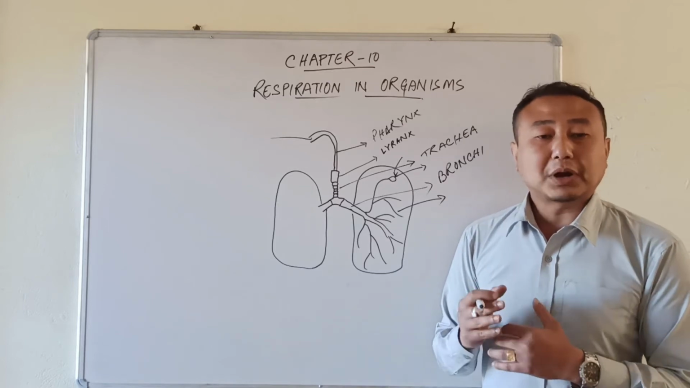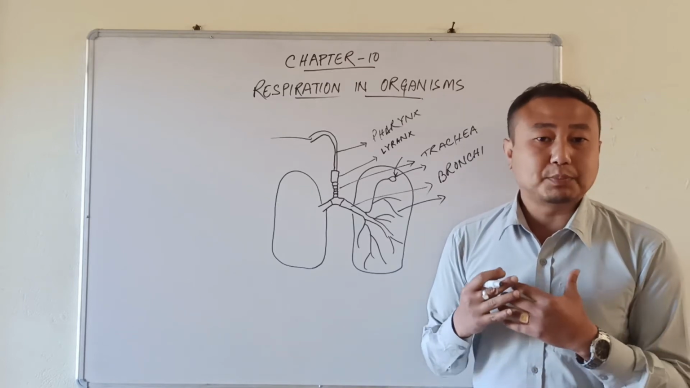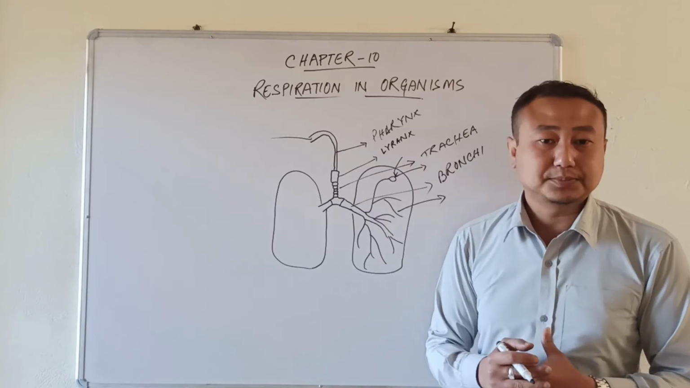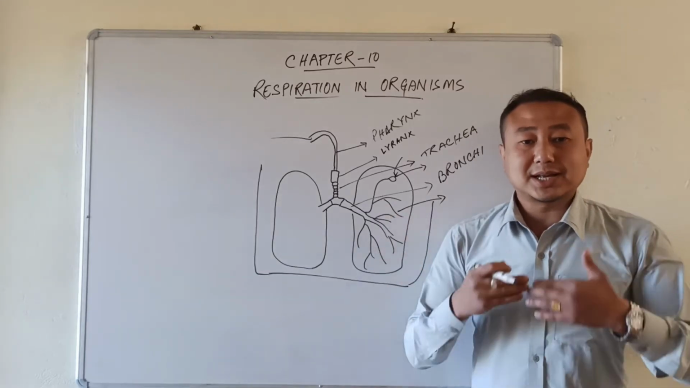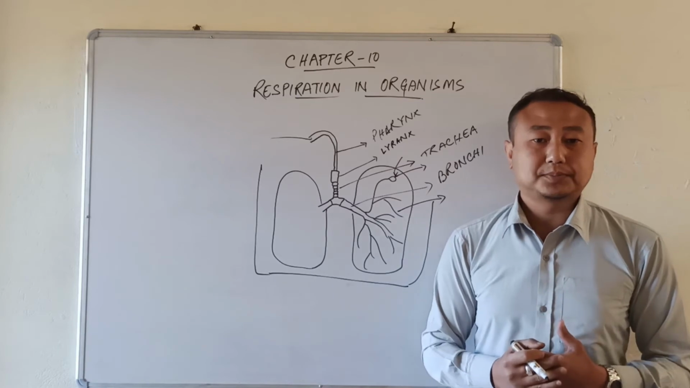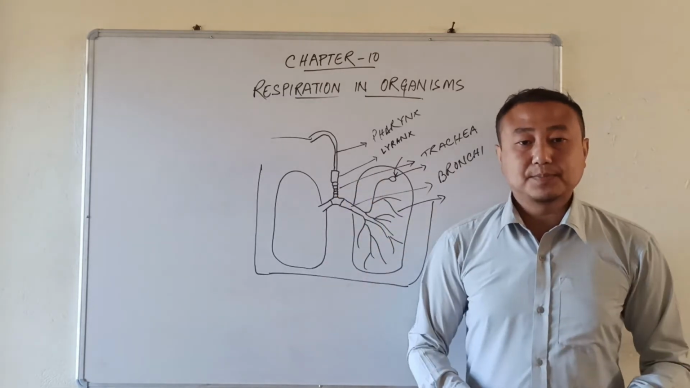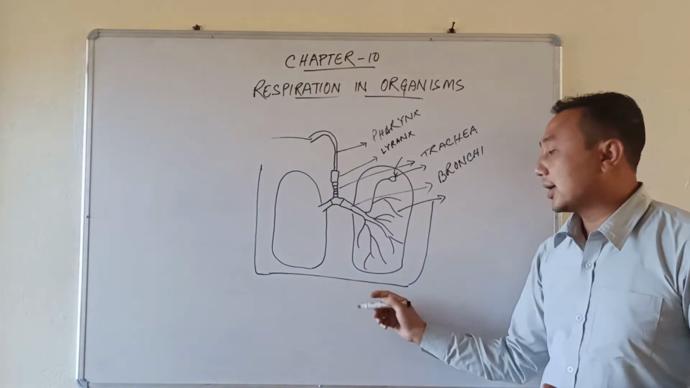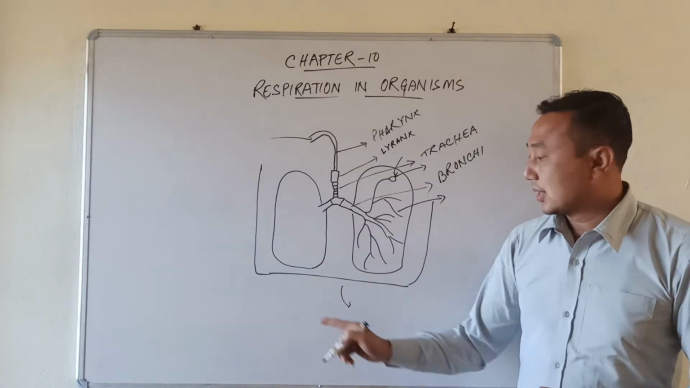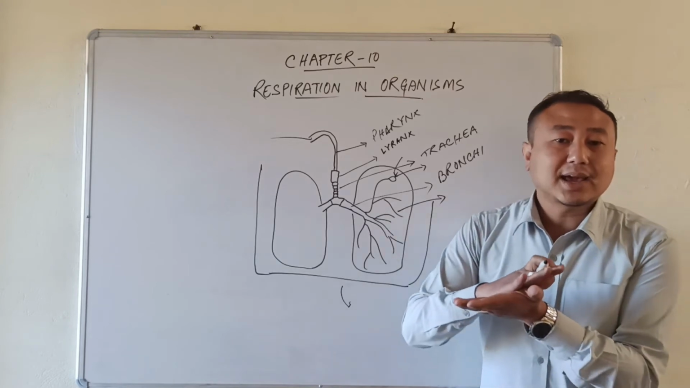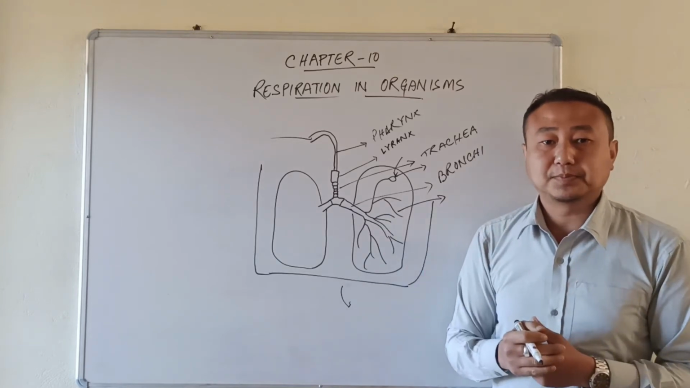Now let us see what happens during the process of breathing in our chest cavity. The respiratory system is present in the chest cavity of the human body. The chest cavity is separated from the abdomen cavity by a very thin membrane known as the diaphragm. This thin membrane is just like a thin layer of stretched balloon.